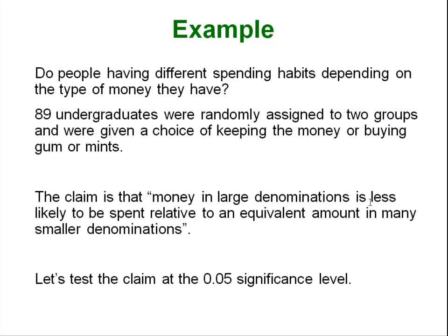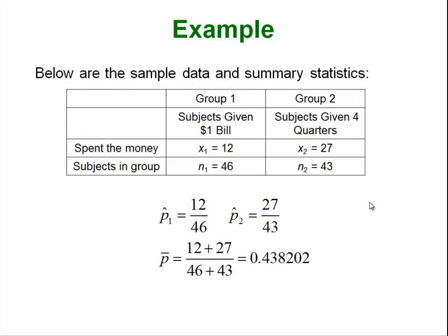So do people have different spending habits depending on the type of money they have? So do you spend money differently depending on the kind of money you have? And what they mean here is small bills or change or large bills and things like that. So 89 undergraduates were randomly assigned to two groups and were given a choice of keeping the money or buying gum or mints. The claim, the thing that they're testing, is that money in large denominations is less likely to be spent relative to an equivalent amount in many smaller denominations, and they want to test this claim at the 0.05 significance level. Here's the data they captured.